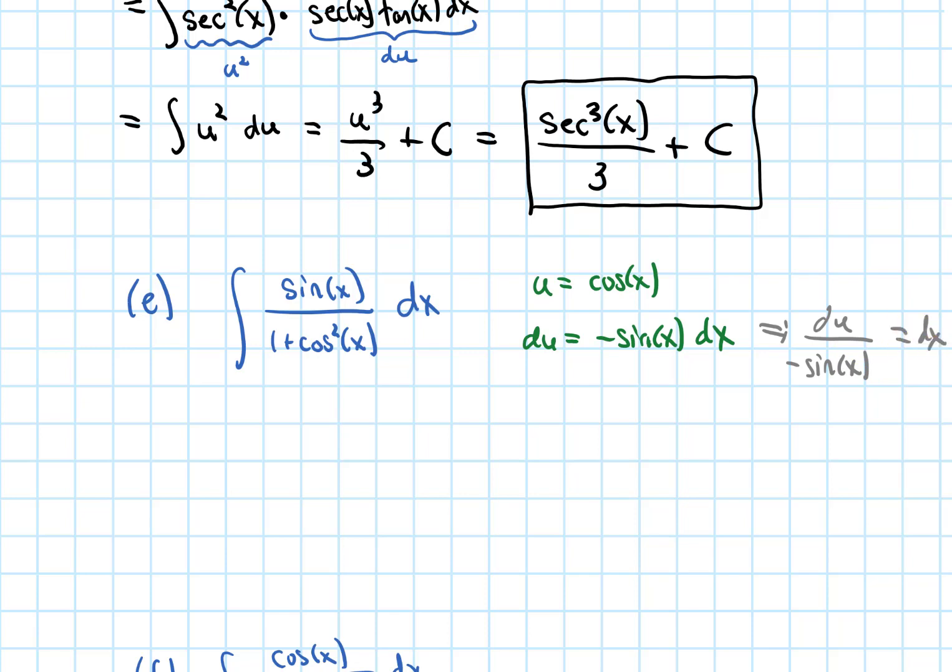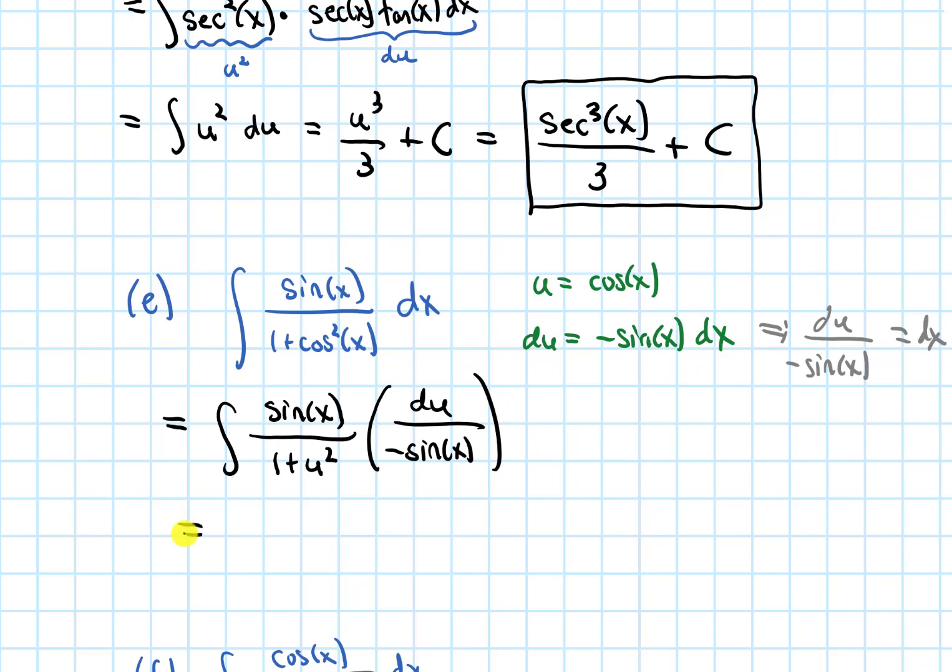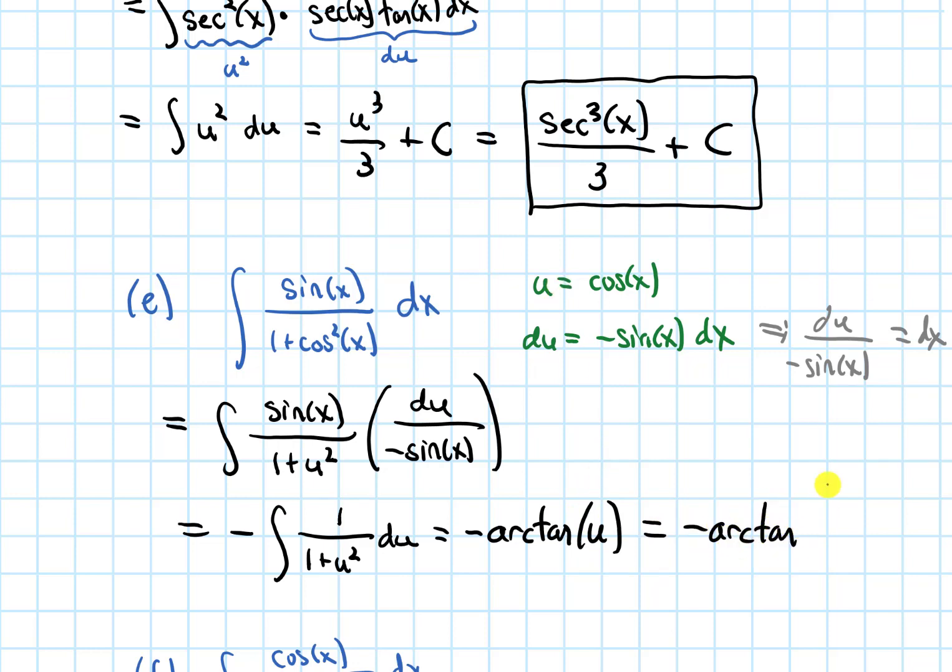And now let's plug in. So this will give us the integral of sine x on the top. The bottom becomes 1 plus u squared. And dx is du over negative sine x. Okay, so this is nice because the signs cancel. Let me pull the negative to the front. So I get negative integral of 1 over 1 plus u squared du. And I know that that's the arctan. This antiderivative is arctan. So I'll get negative arctan of u, or I could also write tangent inverse of u. And now I plug back in for u to get negative arctan of, what was u?